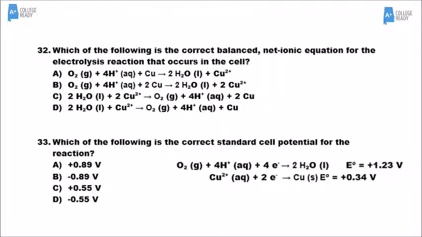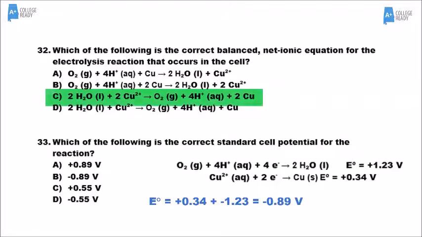We need to flip the oxygen equation to give us an overall negative E. And since we're flipping the oxygen equation, that means the water is going to end up on the left-hand side, and we will multiply the copper ion by 2. So we're looking for an equation with water on the left-hand side and 2 copper ions on the left-hand side, and that choice is C. You get a 2-for question by finding the answer for 33 and then figuring out what 32 is.